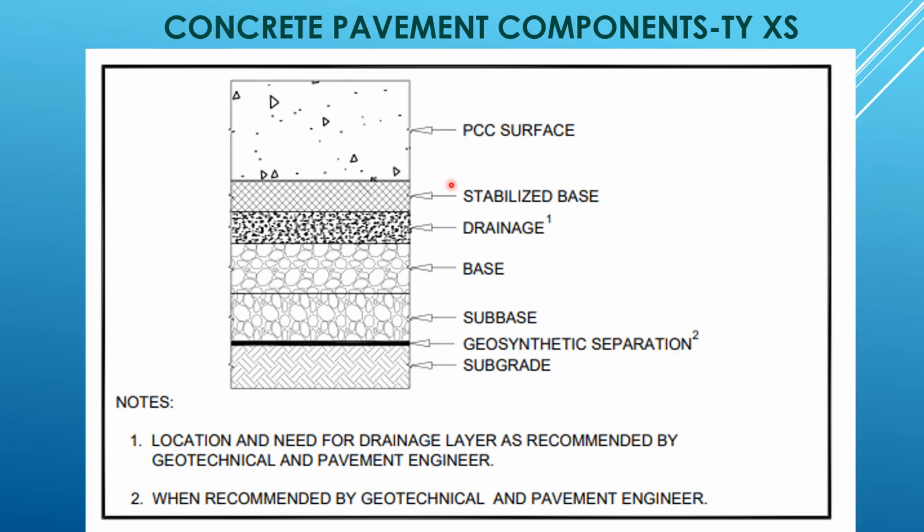Again, this slide here is for the concrete layer. The only difference between this slide and the previous slide is the material on top. The previous slide had an asphalt material on top, and on this slide we have concrete material on top, but everything remains the same. And the other materials like the drainage and the geosynthetic separation layer are per geotechnical report recommendation, based on the soil properties where the pavement is supposed to be built.